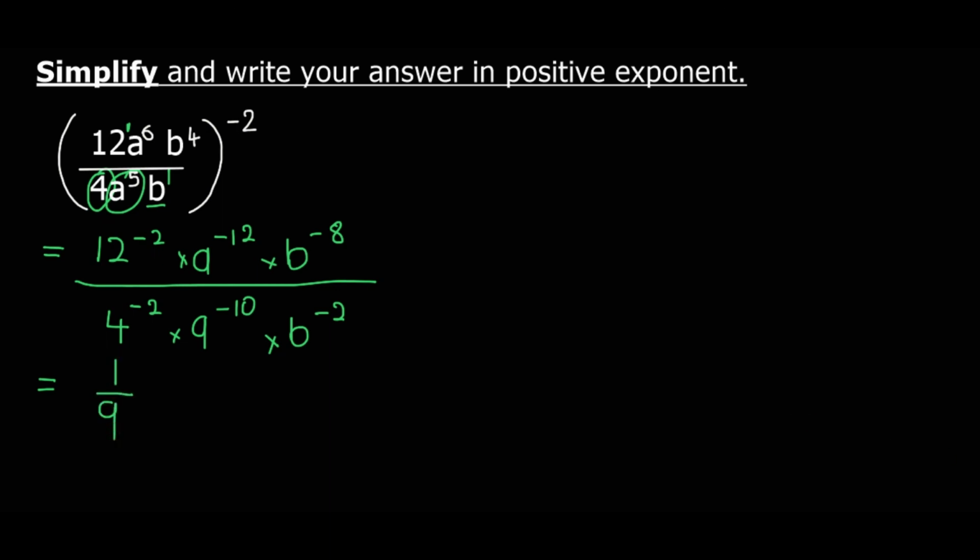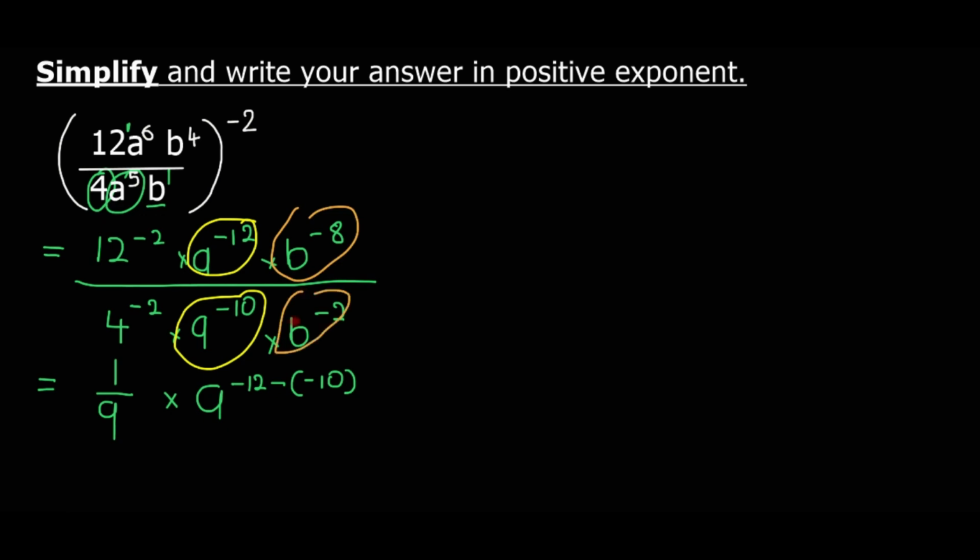And then from here, we go to the variables. We divide a to the power negative 12 by a to the power negative 10. Because the base is the same, this means we take the exponent at the top minus the exponent at the bottom, so you have negative 12 minus negative 10. Be careful on this one. And then we do the same thing for b. Then it will be negative 2, and then this one will be negative 6.